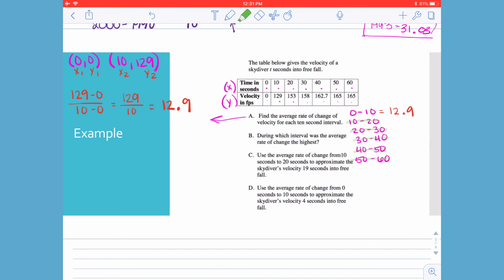And in letter B, you're going to compare all the average rates of change that you got for each interval. You're going to see which was the largest, and that would be your answer to letter B.